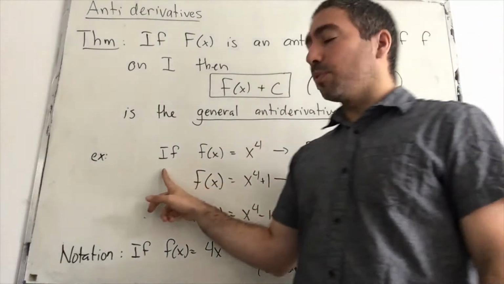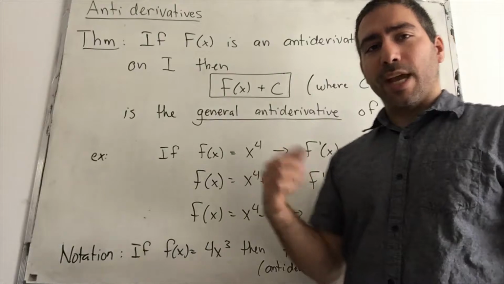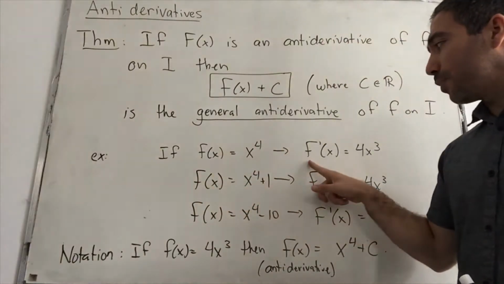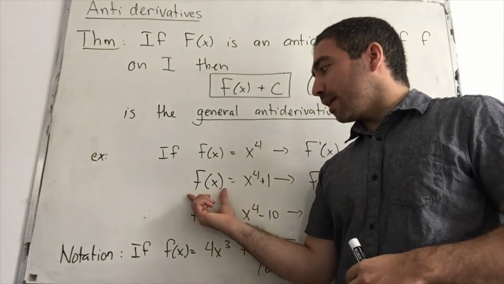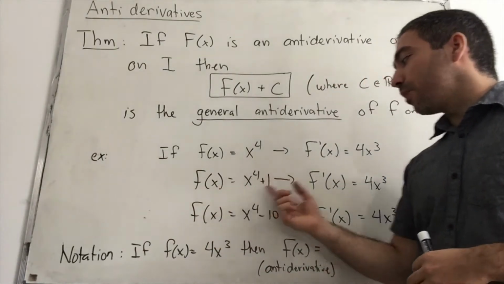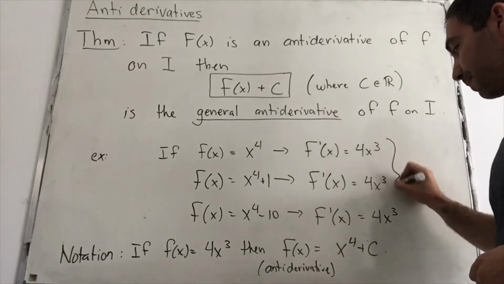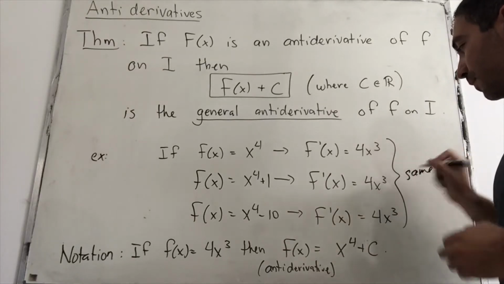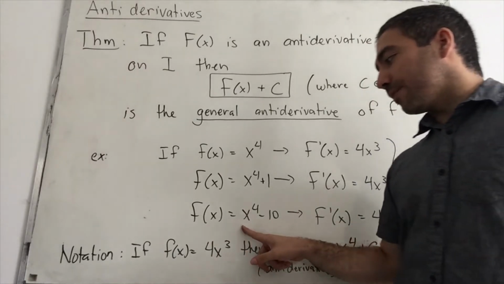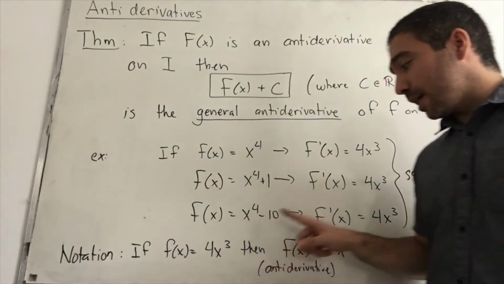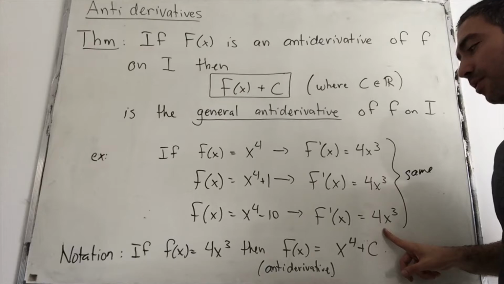So let's consider this example over here again. So we said if we have capital F of x is equal to x to the 4, and we just take the regular derivative, then capital F prime of x is equal to 4x cubed. We know that, power rule. And again, if we have capital F of x is equal to x to the 4 plus 1, we take its derivative, again it gave us the same result. All these are the same. We get 4x cubed. Again, if we consider the function capital F of x is equal to x to the 4 minus 10, the derivative of minus 10 cancels, so we get the same derivative.